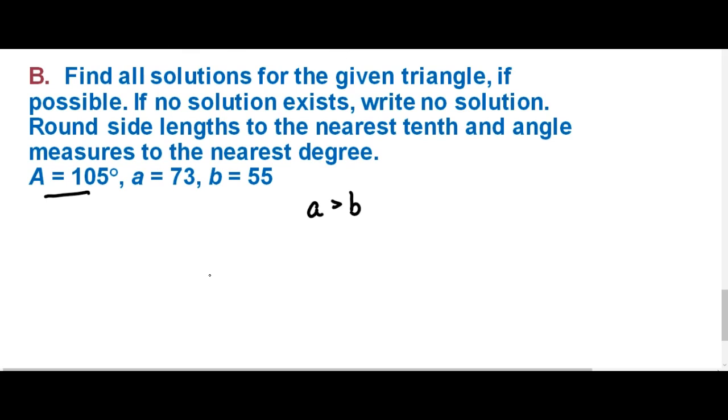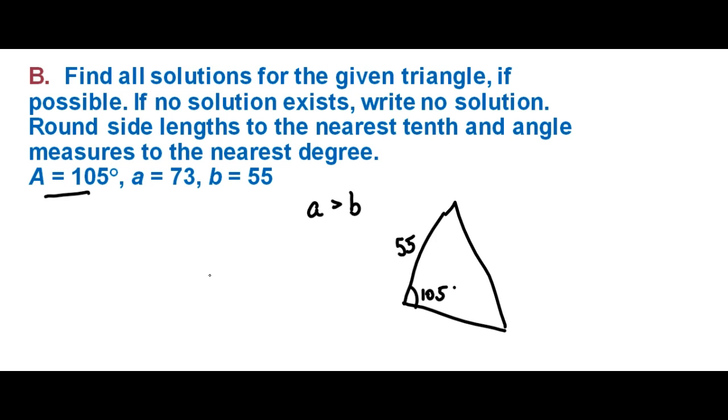So we know we have some angle here that's 105 degrees, and then some side that's 55, and then the side opposite that 105 angle is 73. We can't do anything yet to find this other side because it's not a right triangle, but we can use the law of sines. We can use that to find this particular angle here, which would be angle B.